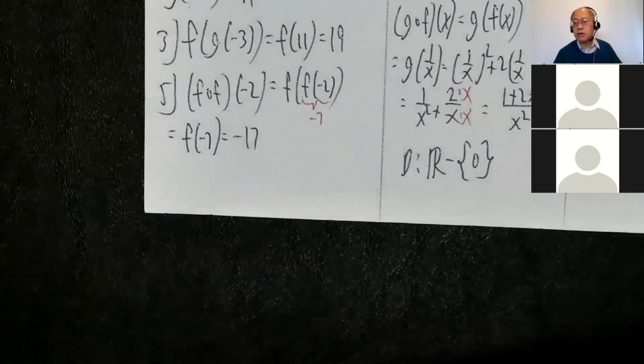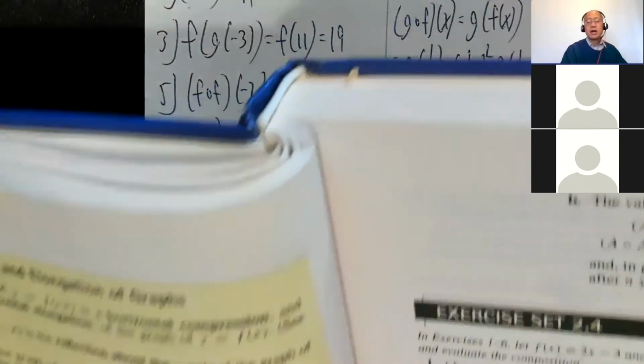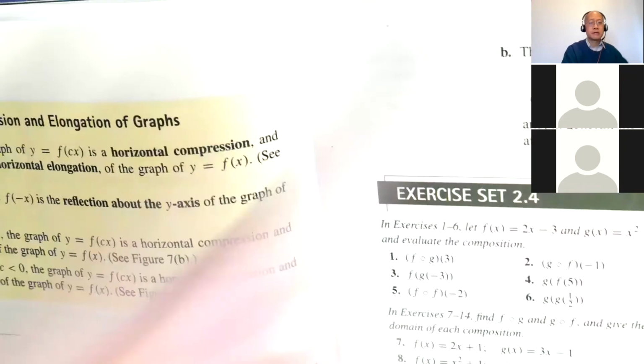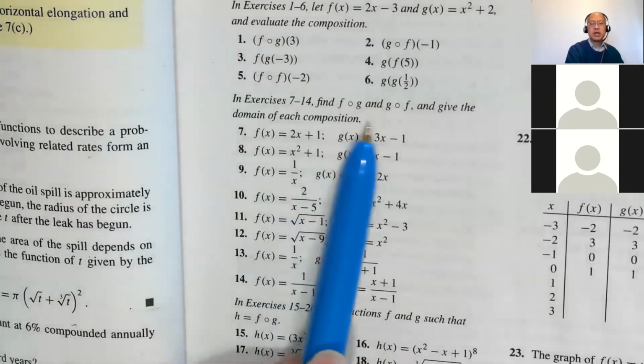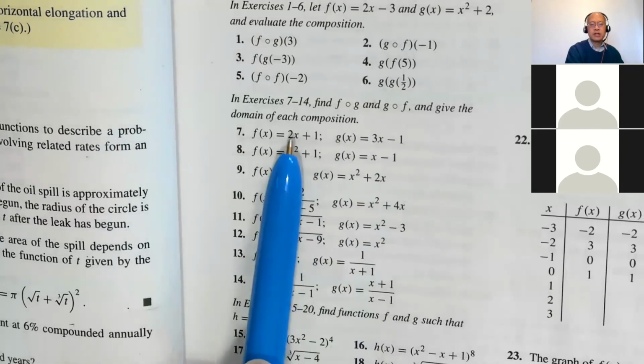Okay, I was just going to show you one more of this type. And yeah, I might give you something like this on the quiz tomorrow, but I'll do more examples. Keep this back in focus. Find f circle g, g circle f, and give the domain of each composition.